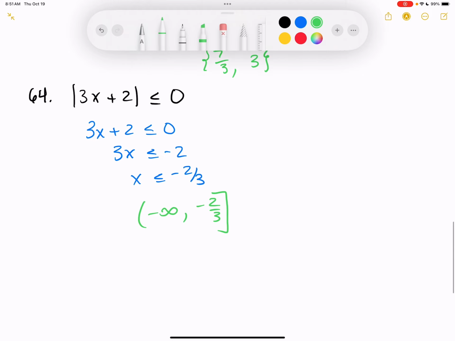So the only time we can do that is when there's a 0 on the right side. Wait, why is there a bracket? Because it's less than or equal to. If it has the or equal to, there would be a bracket. If it's just less than or just greater than, it's parentheses.